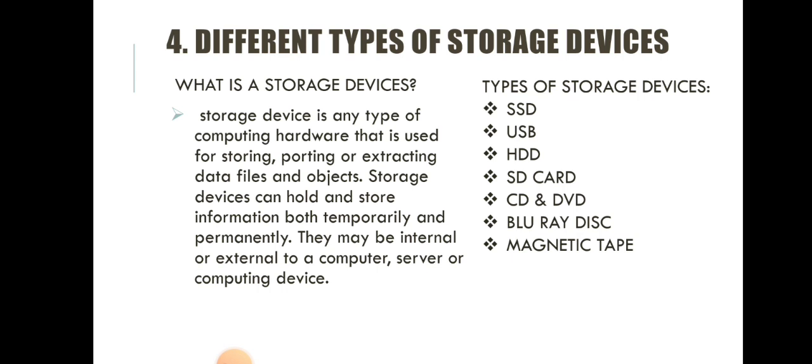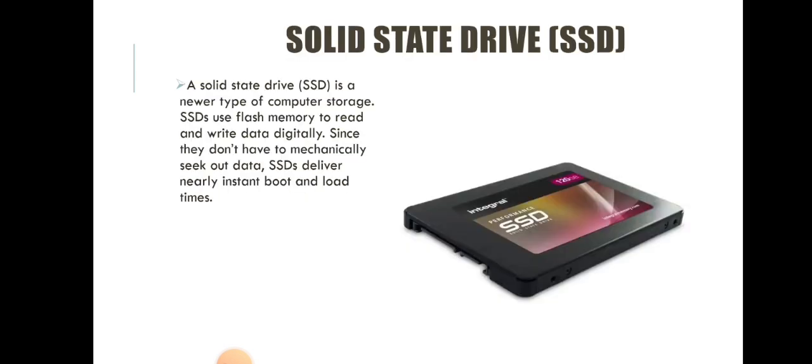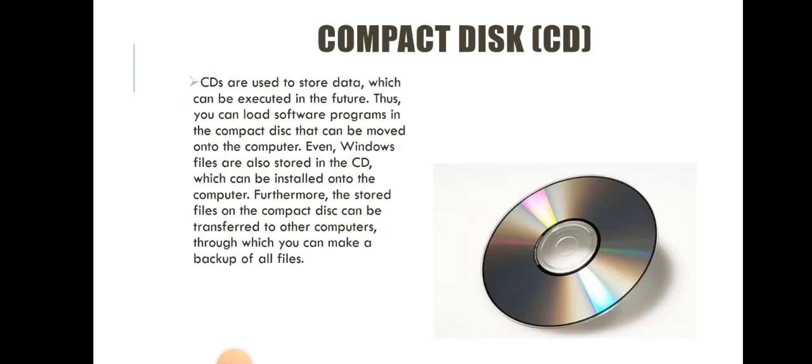Now let's see the types of storage devices: SSD, USB, HDD, SD cards, CDs and DVDs, Blu-ray discs, and magnetic tapes. First of all, let's see the solid state drive. A solid state drive is a newer type of computer storage. SSD uses flash memory to read and write data digitally. Since they don't have any mechanical seek of data, SSDs deliver nearly instant boot and load times.